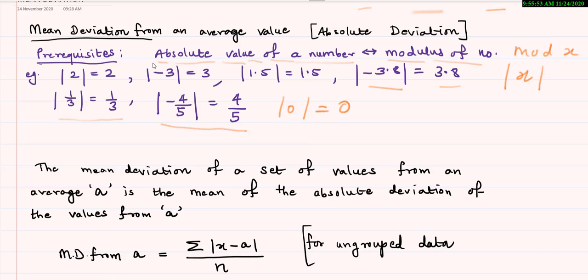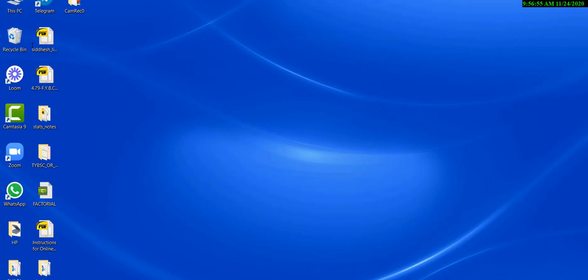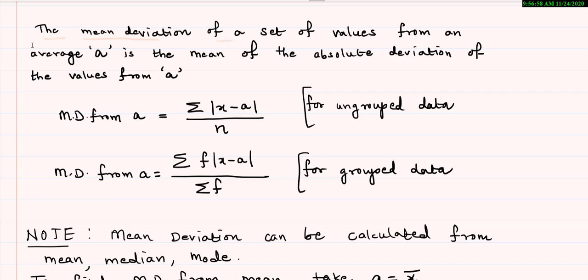Now coming to the mean deviation definition. Mean deviation of a set of values from an average A is the mean of the absolute deviation of the values from A. What I mean by deviation is difference, and absolute deviation is actually replaced by absolute value of the difference. Difference of average A from the value x.